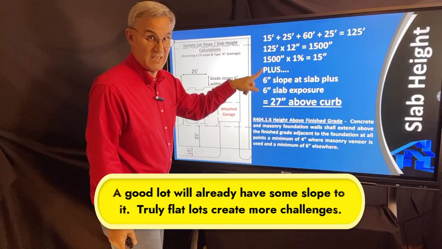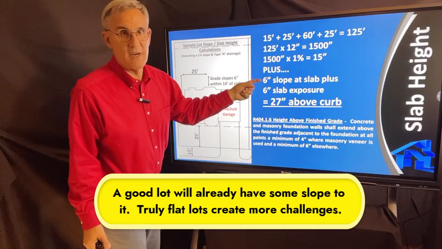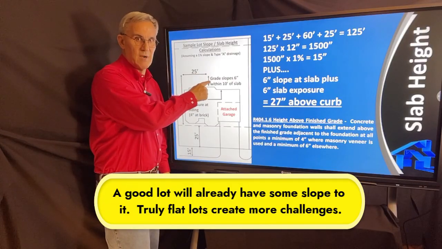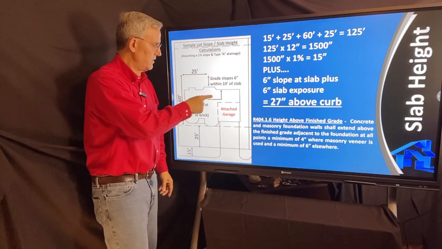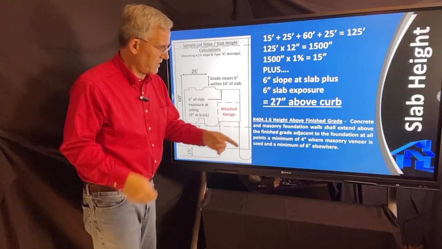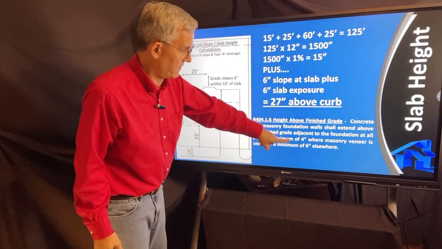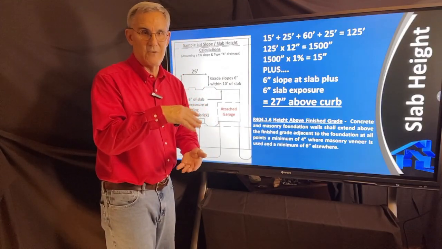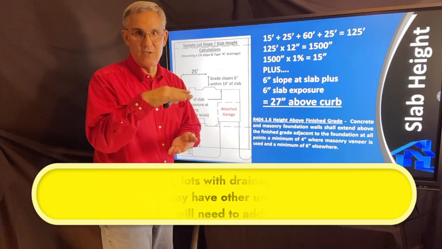Then, plus, there are some other rules. The 6-inch slope at the slab. So from here, that's where I got to, remember, I've got to go up 6 inches. Remember the slope? It's got to go up 6 inches. So there's another 6 inches. Then when I get to the slab, the code book also says, here, 404.1.6, it says you're supposed to have, where there's masonry, 4 inches of slab exposure, 6 inches everywhere else. Considering we always have drainage issues, I just use the 6-inch rule.